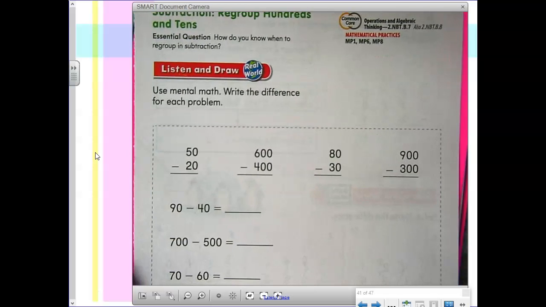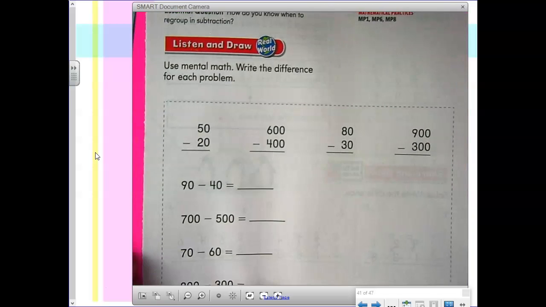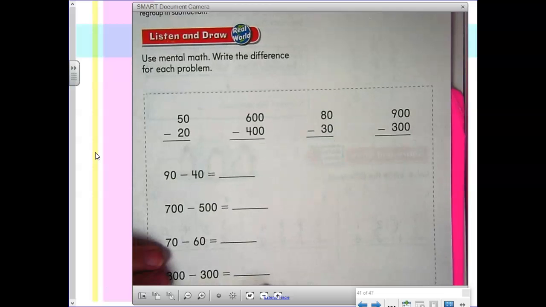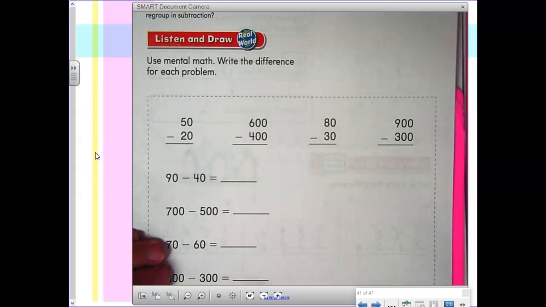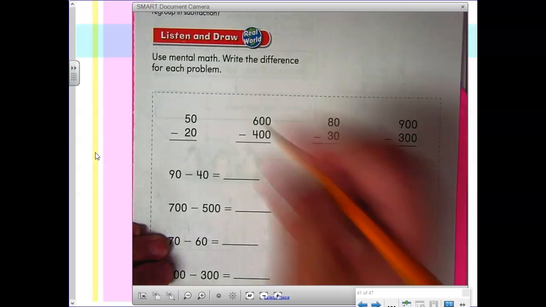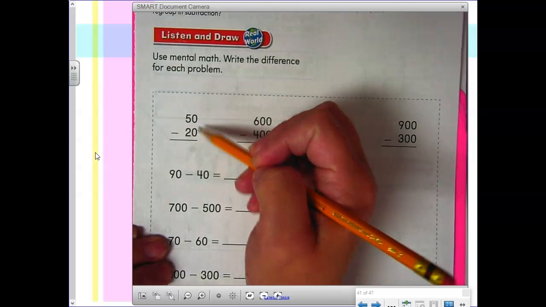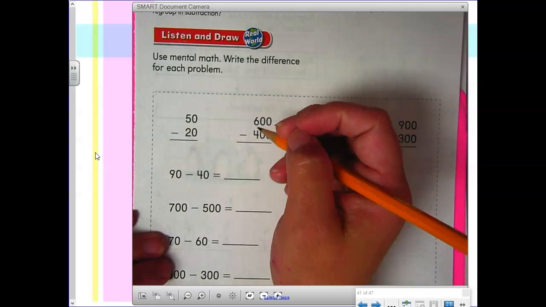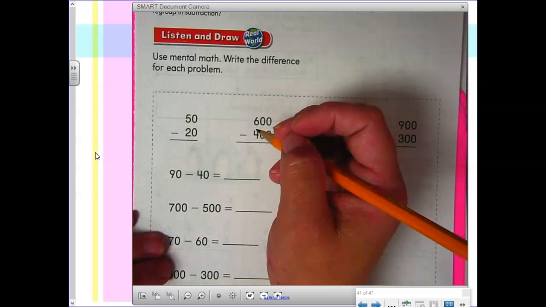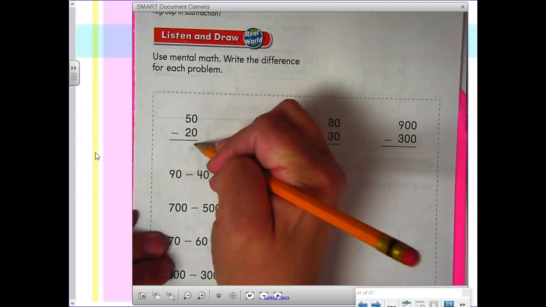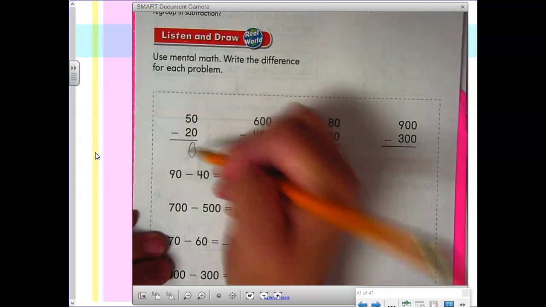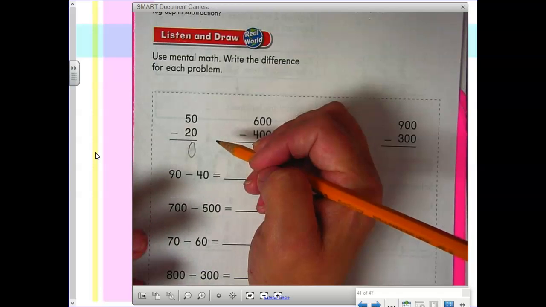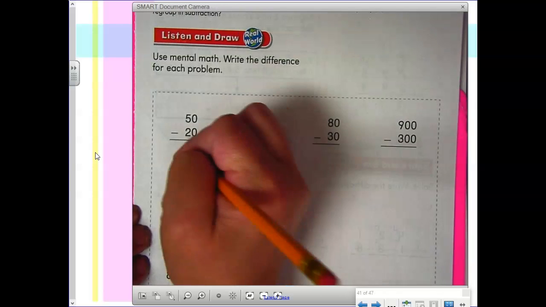All right, sometimes we need to use our mental math skills. So let's look at what we know about math and our mental math to help us solve these problems. All right, 50 minus 20. How could we solve it? We know we're going to bring down the 0. 5 minus 2. 4, 3, 30.